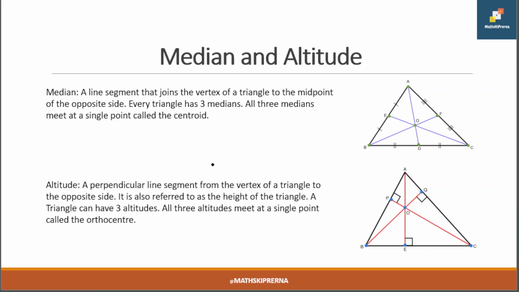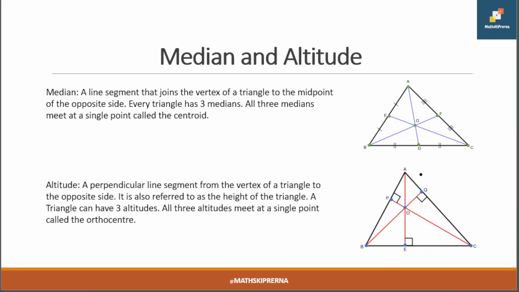So there is another key concept which is median and altitude. So let's take this triangle A, B and C. If we join a line segment from any of the vertices, so let's say A to the midpoint of the side opposite, this line segment is called a median. So line segment that joins the vertex of the triangle to the midpoint of the opposite side is called a median. And we can draw such two more medians from the other two vertices. They all join at a single point, which is known as centroid of the triangle.